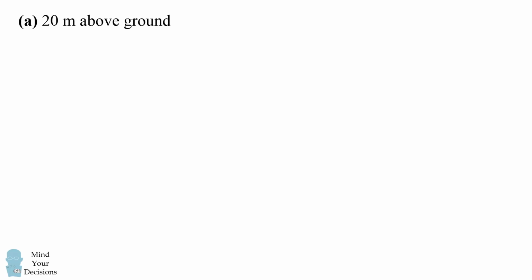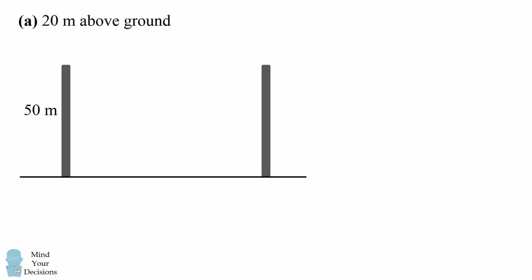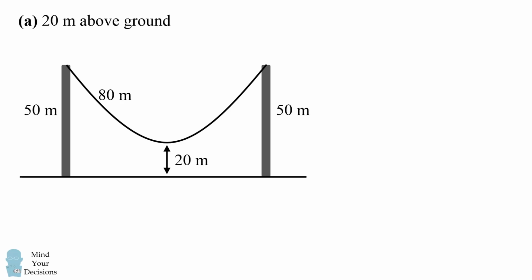So let's solve the case of 20 meters above the ground. We have the ground, we have two poles of 50 meters each, and we have a hanging cable that's 80 meters long. The center of this cable is 20 meters from the ground, and we want to solve for the distance between the two poles.